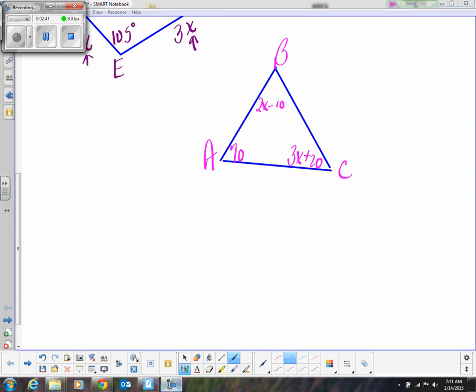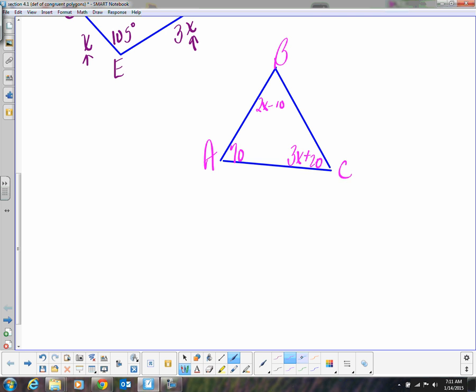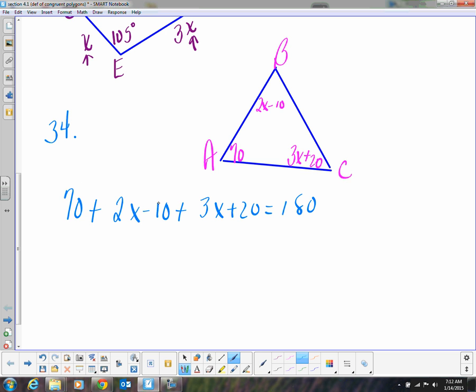Right, I need X, and then X is going to give me what? So how do we find X, Carlin? Excellent, yes, and set them equal to what? So we got 70 plus 2x minus 10 plus 3x plus 20, and that is 180. So 70 subtract 10 is 60, plus 2 is 80. 2x plus 3x is 5x. All right, and so we subtract 80, we'll have 100. Divide by 5, we have 20.